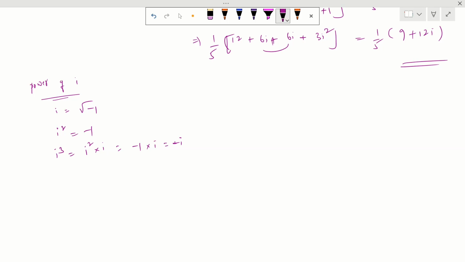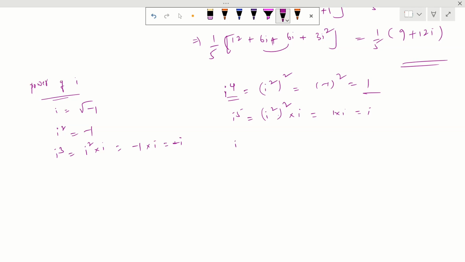Now what is the value of i to the power 4? We express i to the power 4 as i square whole square. The i square value is minus 1, and minus 1 square is 1. What is i to the power 5? I express this as i to the power 4 into i. We know i to the power 4 is 1, and 1 into i is i.